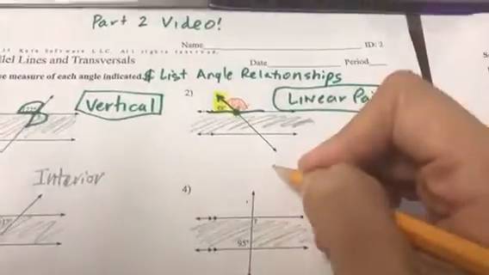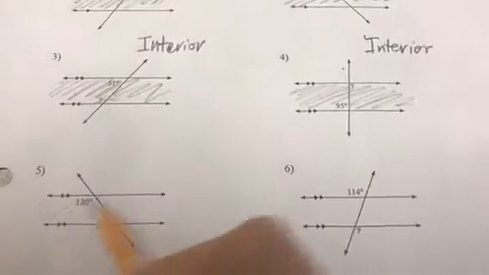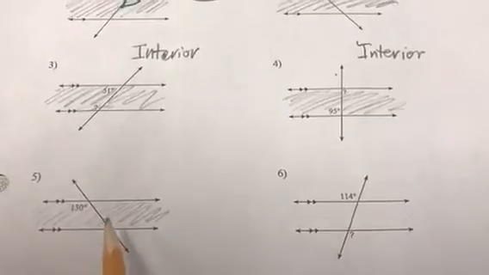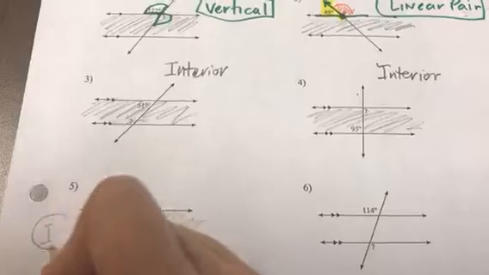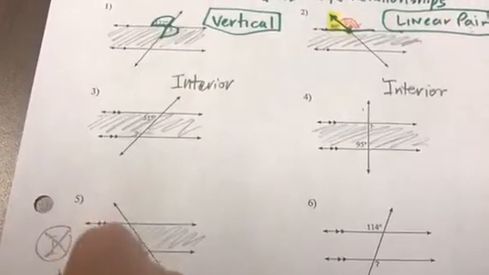Shaded my road. Both angles got shaded, so I need interior in my name. Ooh, only one of them got shaded. So no interior. I'm just going to put a little eye out here. No interior and no exterior because they both are not outside either. Nope. Okay.